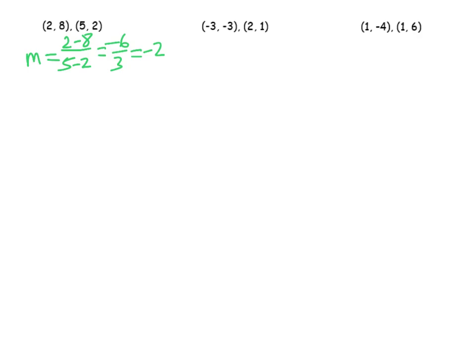I'm going to use the second one. I'm going to use the point 5, 2. So I will have y minus 2 equals -2 times (x minus 5). And from here, you should find this problem looks just like the previous slide. Distribute the -2.